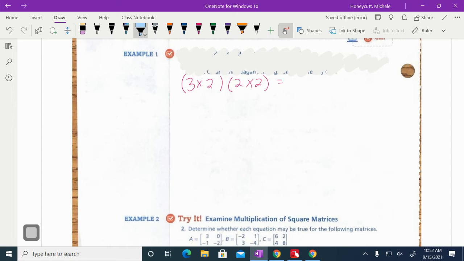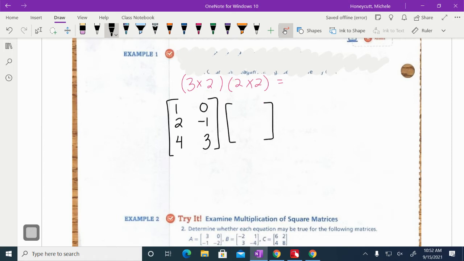Alright, let's see. Can I multiply a 3 by 2 times a 2 by 2? Yes. Okay, so let's make one up. The first matrix is 3 by 2: 1, 0, 2, -1, 4, 3. 3 rows and 2 columns. Times 2 rows and 2 columns: -2, 5, 0, 4. And multiply those together.